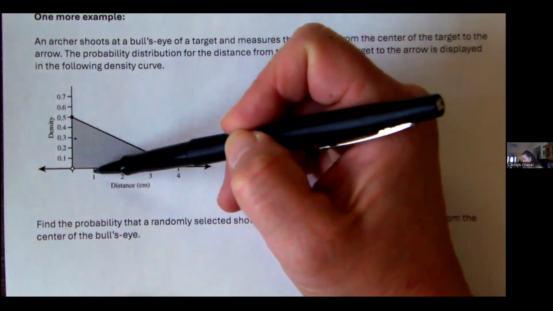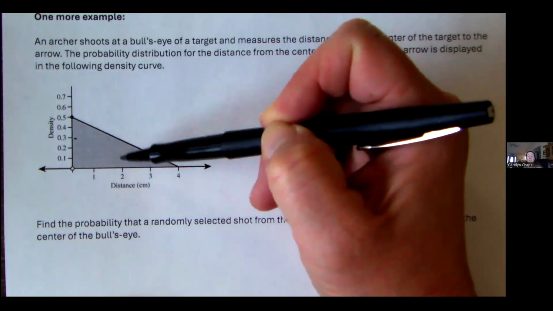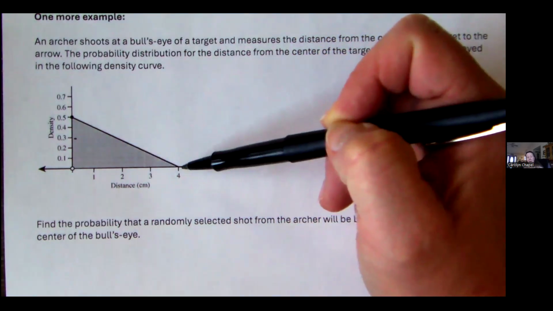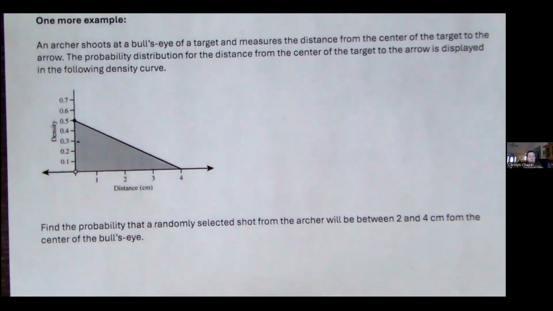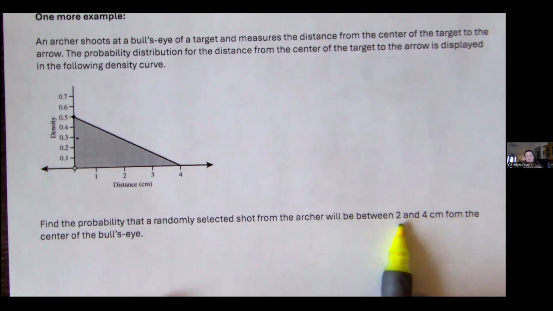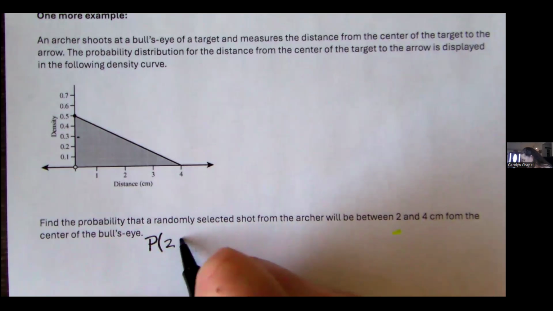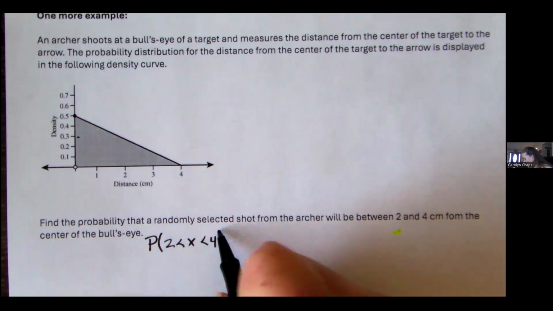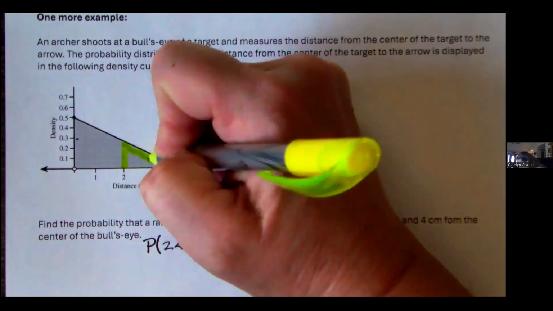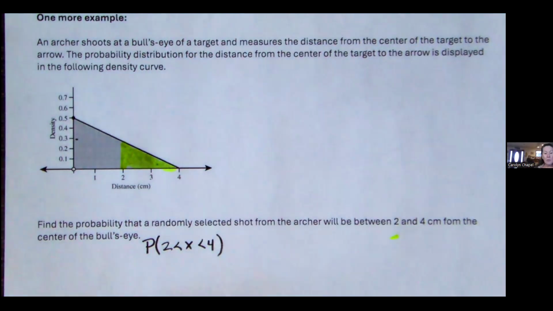So within 1 centimeter, we have the majority of the probabilities. So as you move away from that center of the target, the probability of it hitting outside that is getting smaller. So he is a pretty good shot. But we want to find the probability from 2 to 4. So if you were writing this using probability statements, we would want it between 2 and 4. You could include the 2, you could include the 4, but we are looking for the area of that triangle.